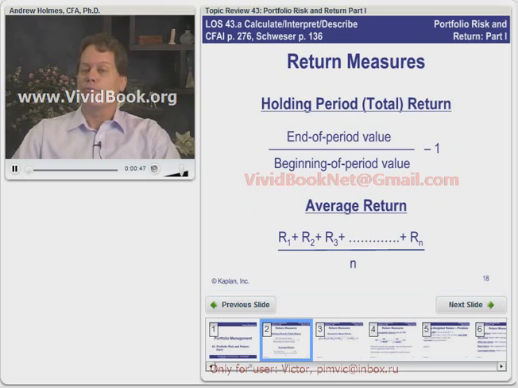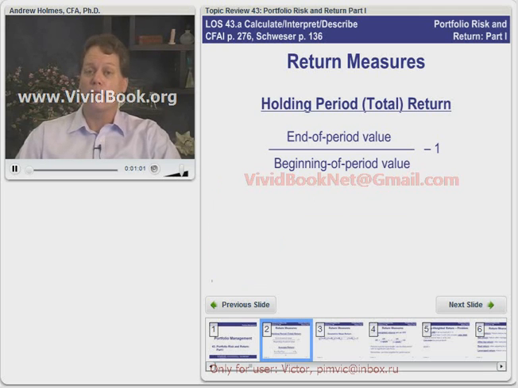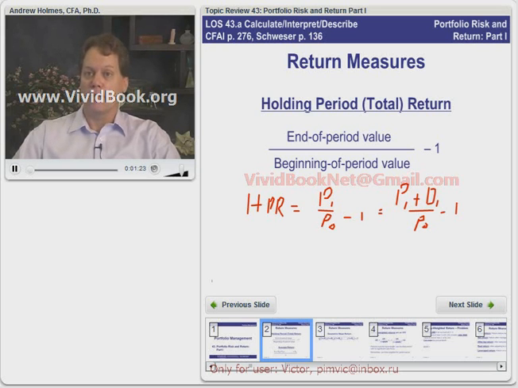Return measures. The first one is holding period return, and of course, we've talked about this in several places. You've got to get to where you can see this in the formulas that you're looking at for the exam. The way this gets written is that the holding period return is equal to P1 over P0 minus 1. You're also going to see it as P1 plus D1 over P0 minus 1, where D1 is just the dividends or the cash flows you receive. Here we're assuming there are no interim cash flows.